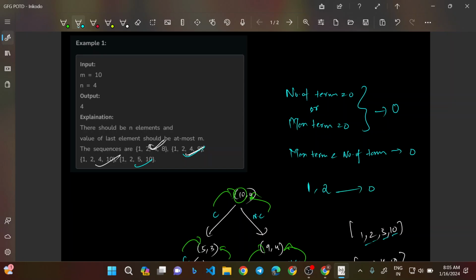So in that case, write 0, because how can you make it? Is that possible using the maximum term as 1 and the number of terms as 2? It is not possible. So that is also a point where you will be writing 0. And what's another base case that you can identify?